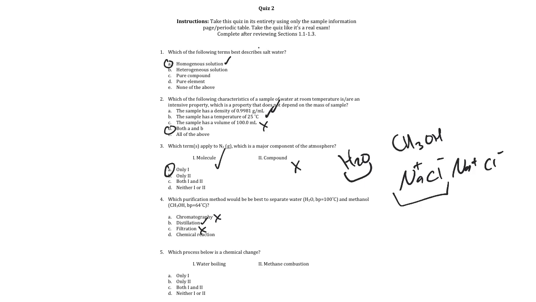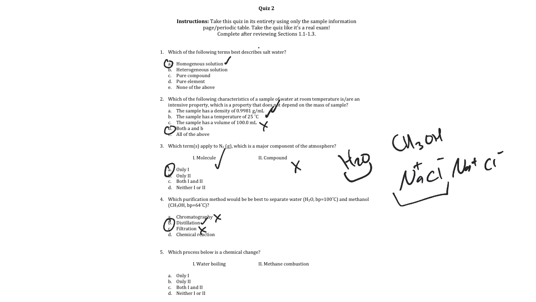So chemical reaction works well when we need to separate substances that maybe don't have a difference in boiling point, but have some different chemical property trend. So distillation would be the best technique here for water and methanol. And then, which process below is a chemical change? That's really meant to be as opposed to a physical change.